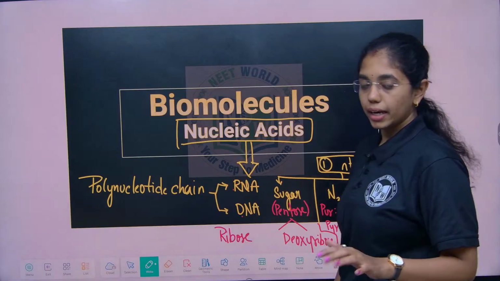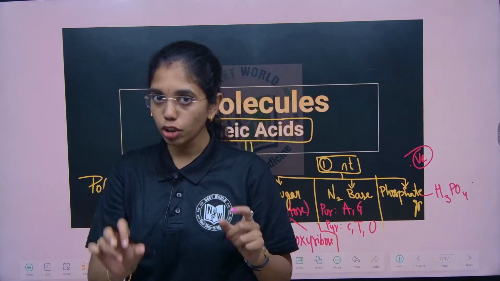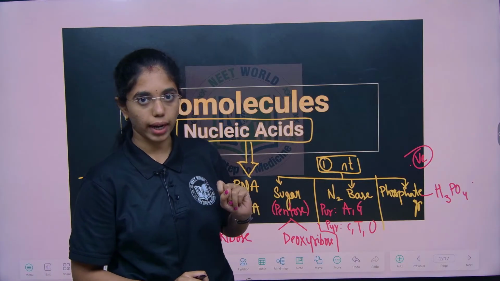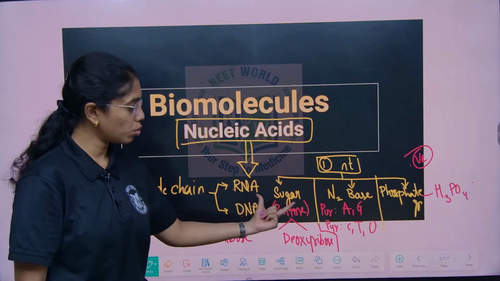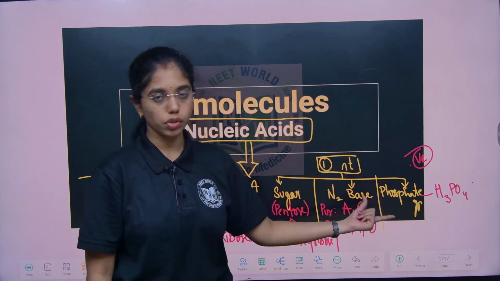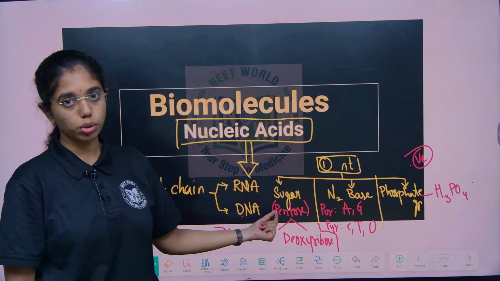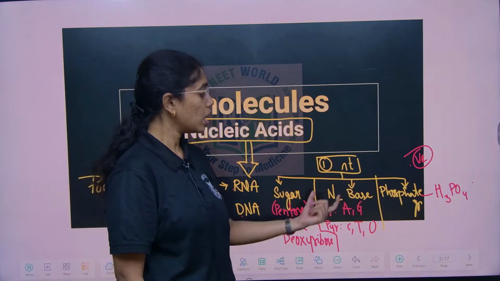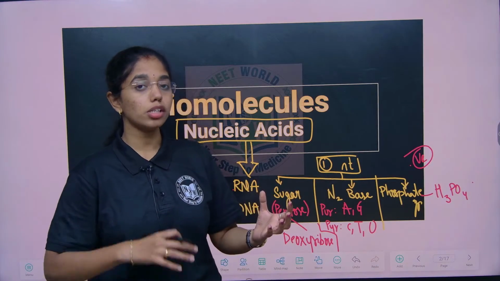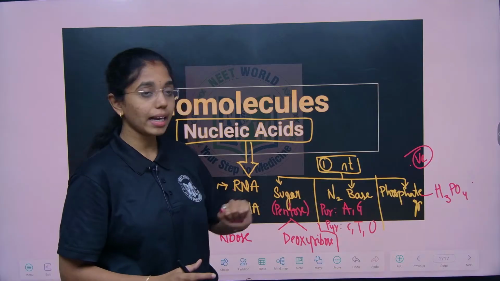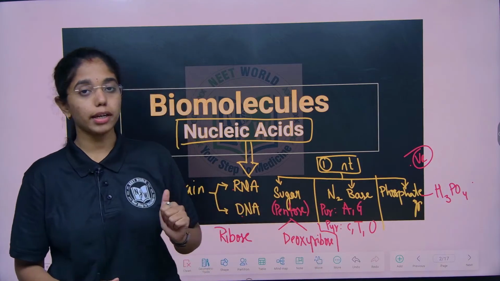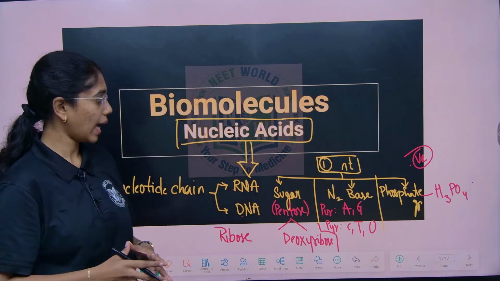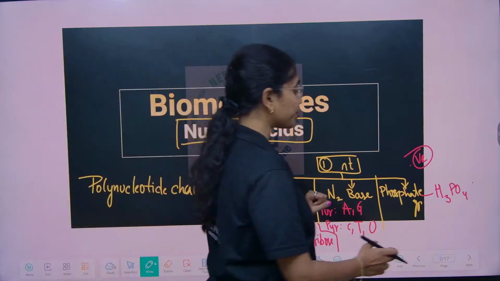So, here we are clear, right? Nucleic acid is nothing but a polynucleotide chain. A single nucleotide consists of a sugar, nitrogen base and phosphate group. Sugar is pentose sugar, it has 5 carbons. It can be ribose sugar or deoxyribose sugar. Nitrogen base can be either purines or pyrimidines. Purines are adenine and guanine. Pyrimidines can be cytosine, thymine and uracil. Phosphate group is in the form of phosphoric acid. This is about nucleic acids.